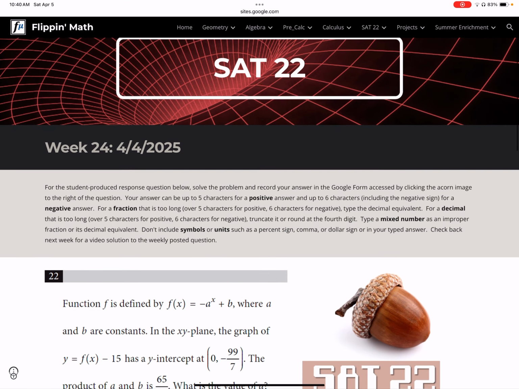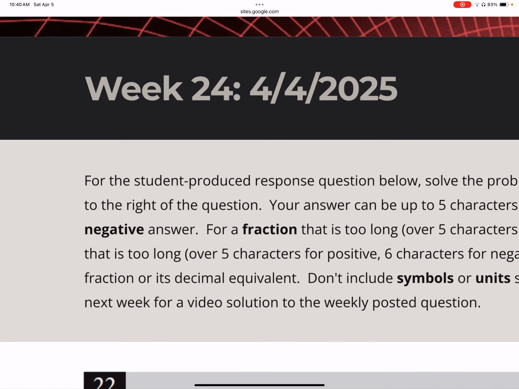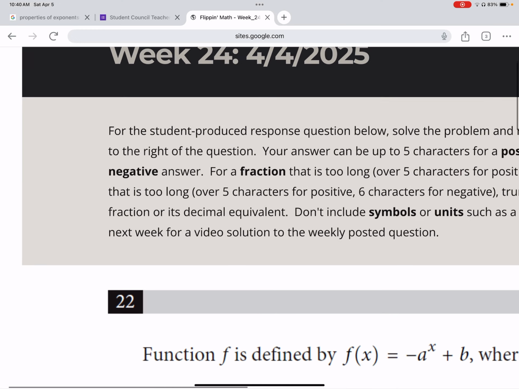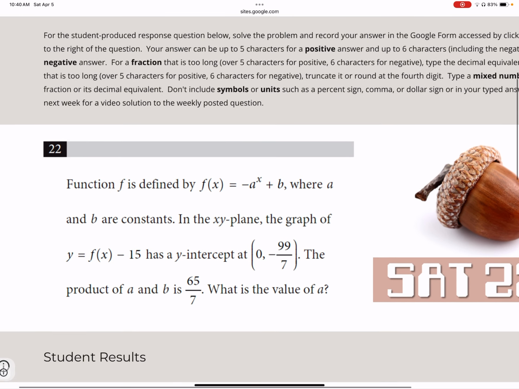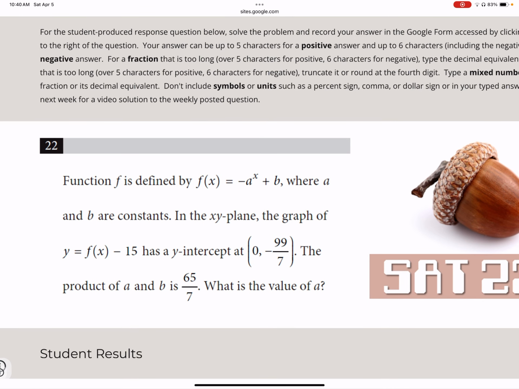All right, we got SAT 22 for week 24, another student-produced response question. Let's take a look at it. The function f is defined by f of x is equal to negative a to the x plus b, where a and b are constants.